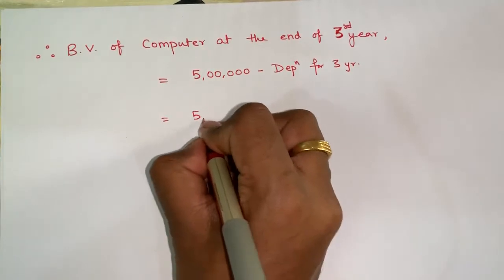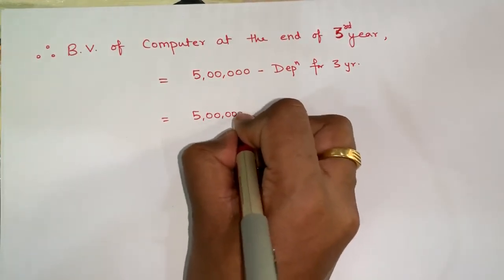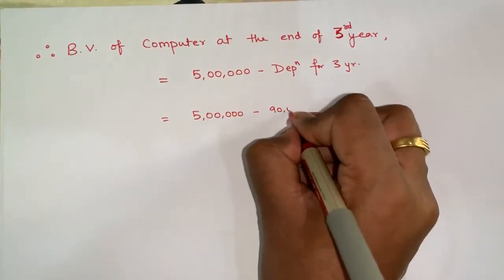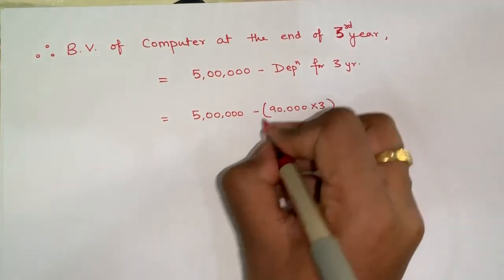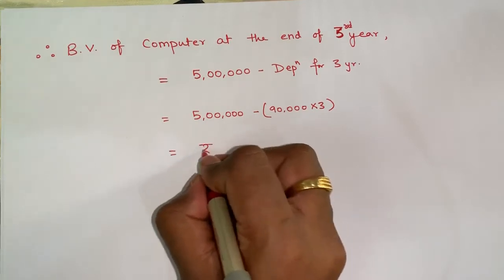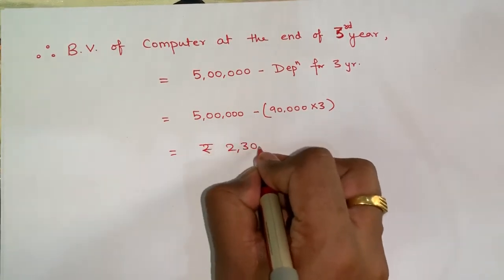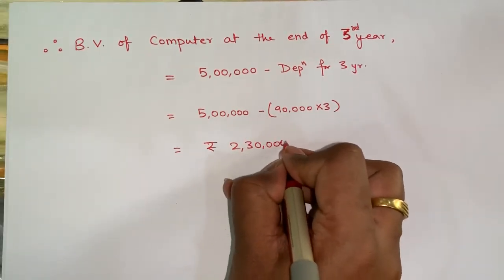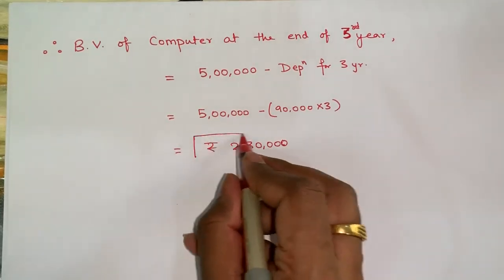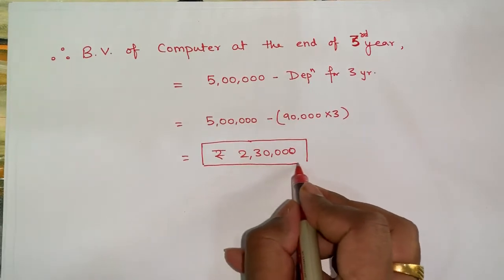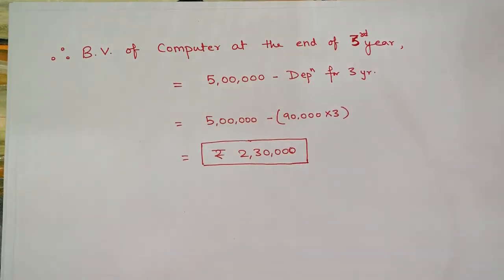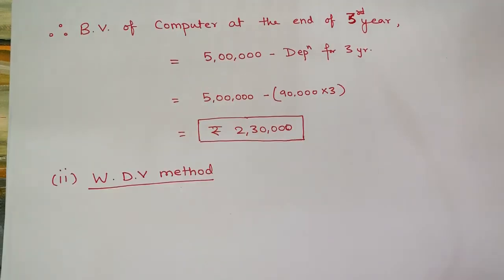Which makes it 5 lakh minus annual depreciation, which is 90,000 multiplied by 3, and which makes it rupees 2,30,000. Therefore, the book value of the computer at the end of third year will be rupees 2,30,000 if the straight line method of depreciation is used. Now the second part of the question says to use the WDV method.